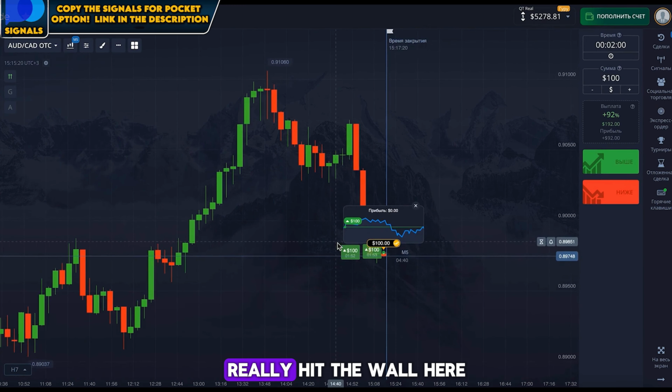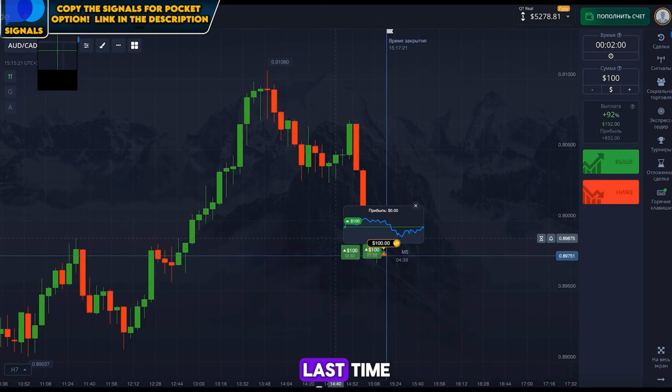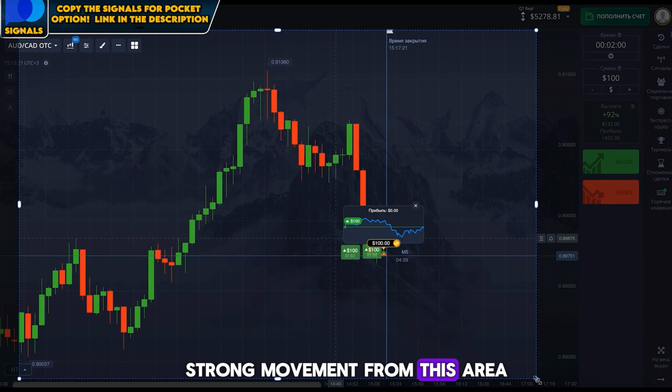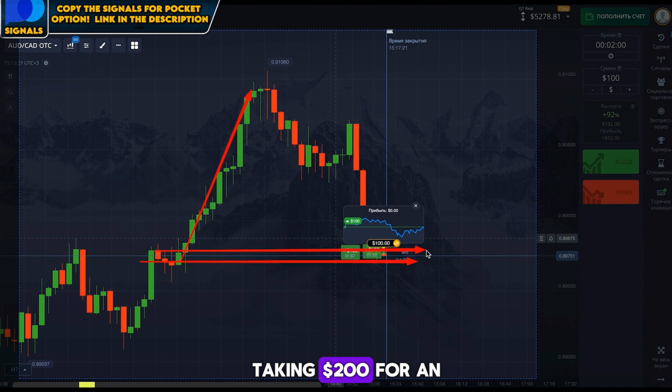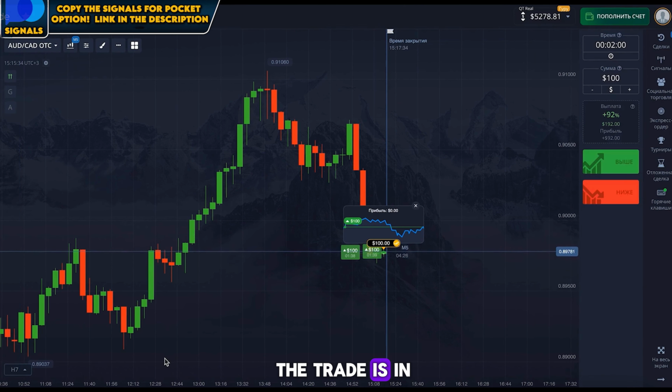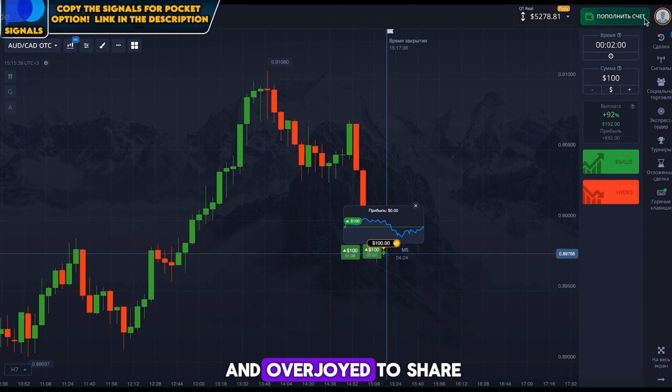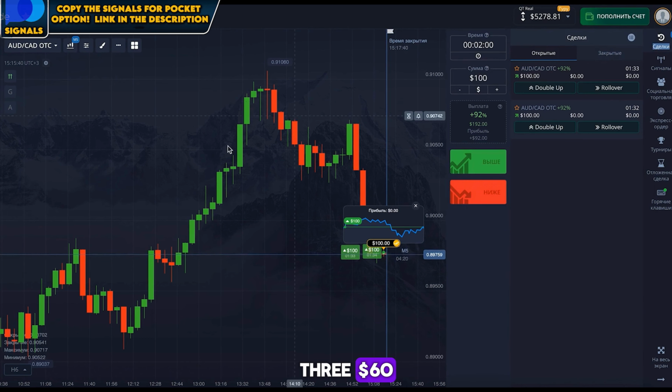Look, the price has really hit a wall here, because we saw that last time there was a very strong movement from this area. Look, there it is. It started from here and went up. And from here, I'm taking $200 for an upward move. The trade is in, and I'm thrilled to share that I am making a significant profit of $360.